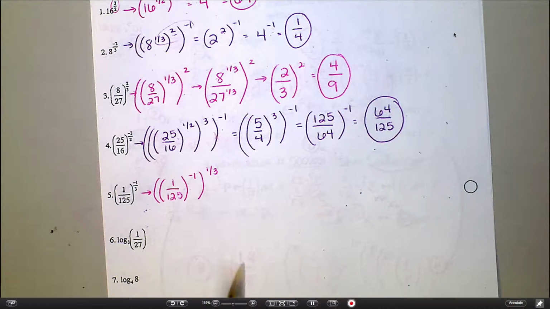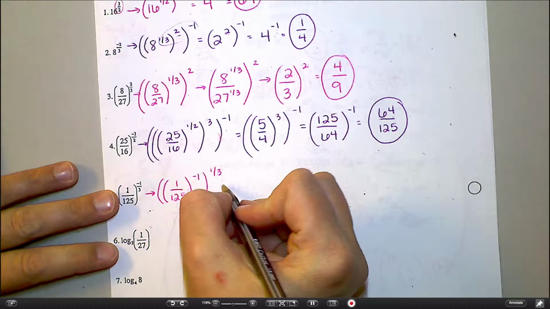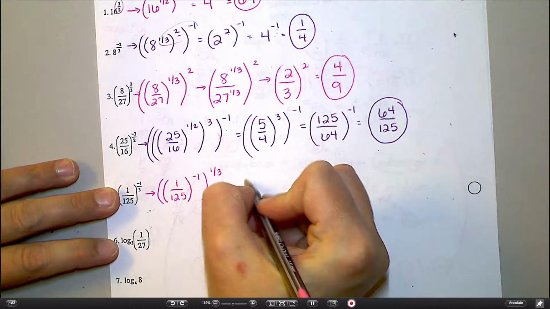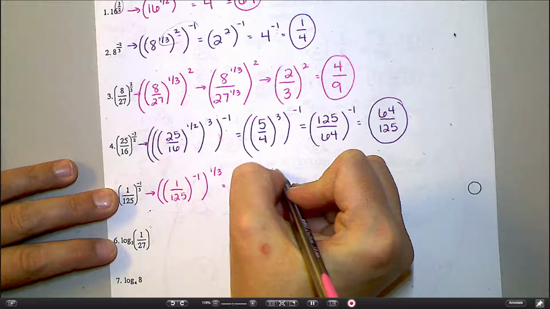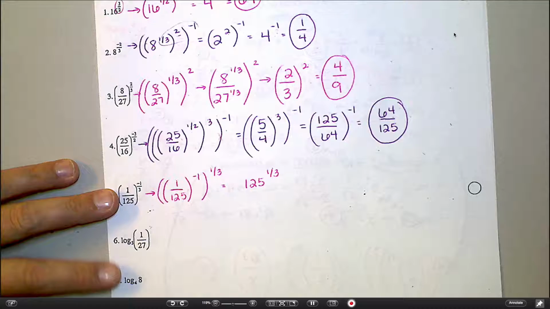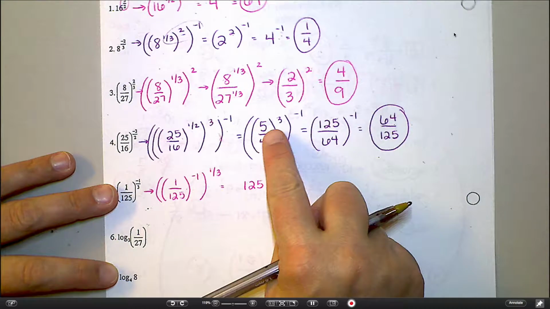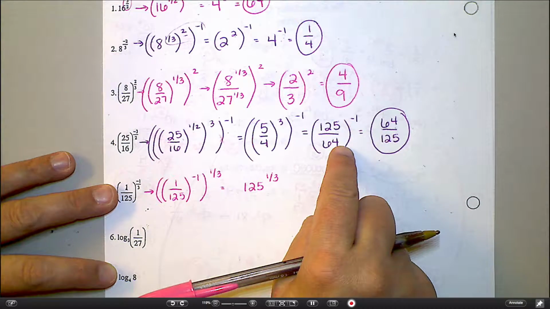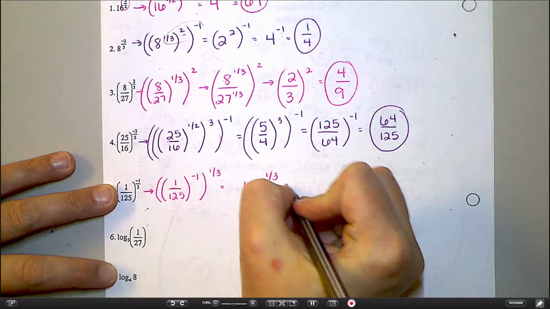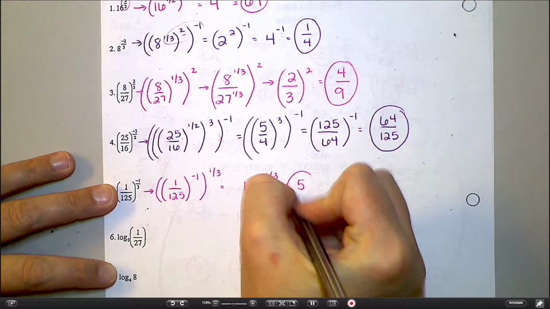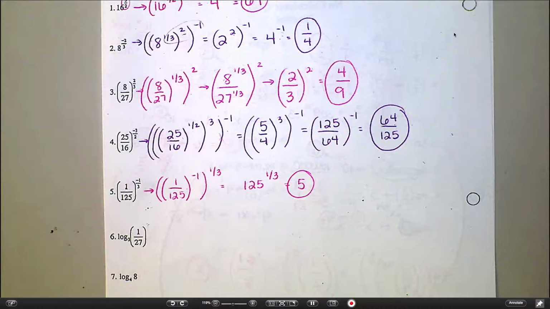So this 1 over 125 to the -1 is going to flip over and just become a 125. That's why I did that, to make that a nice happy whole number. So then it's just 125 to the 1/3. If you knew back here that 5 to the 3rd is 125, then here you should know 125 to the 1/3 is equal to 5. And there's your final answer.